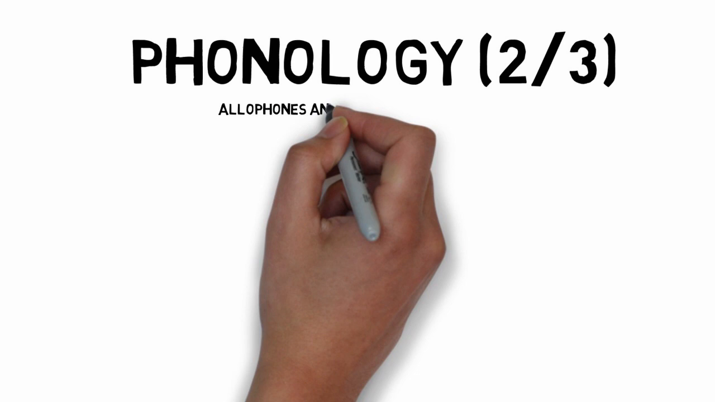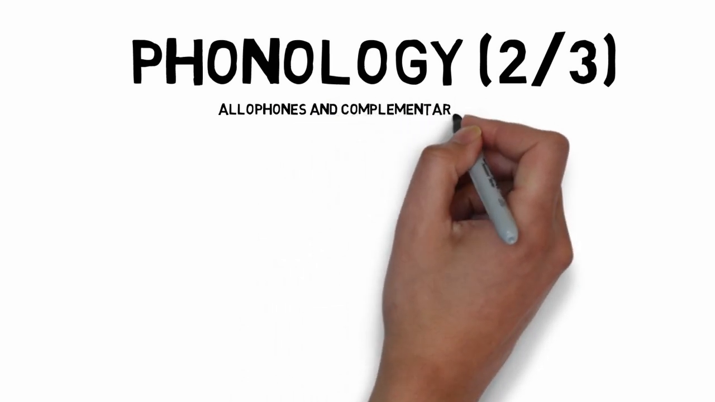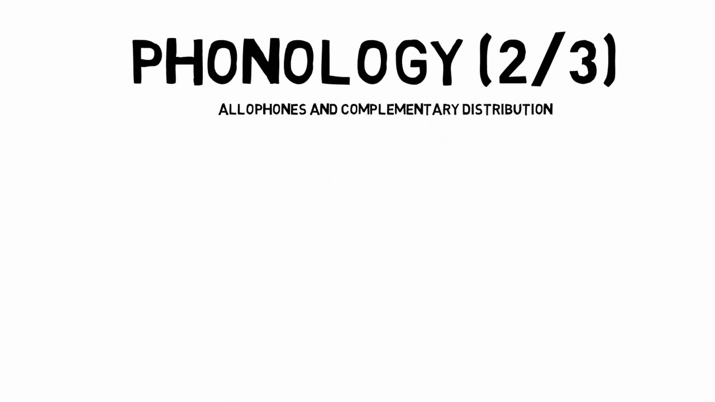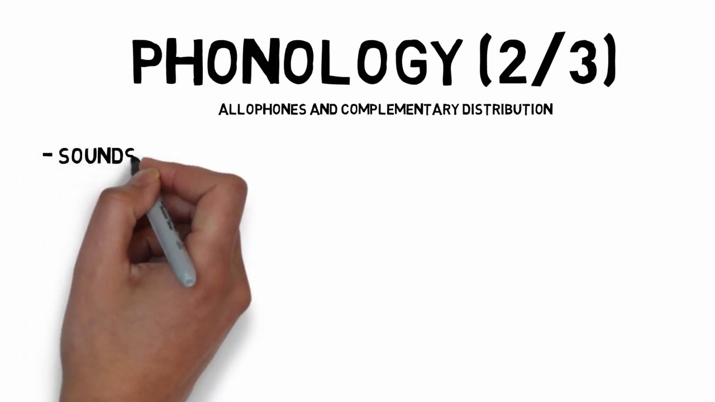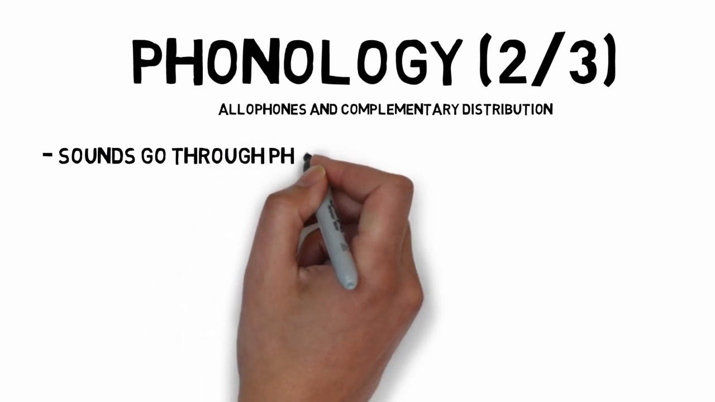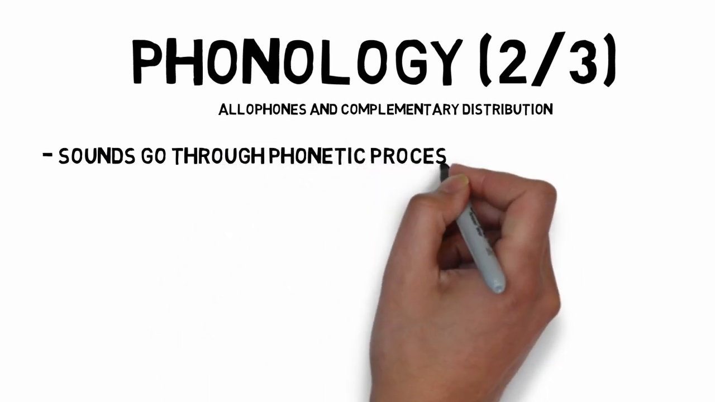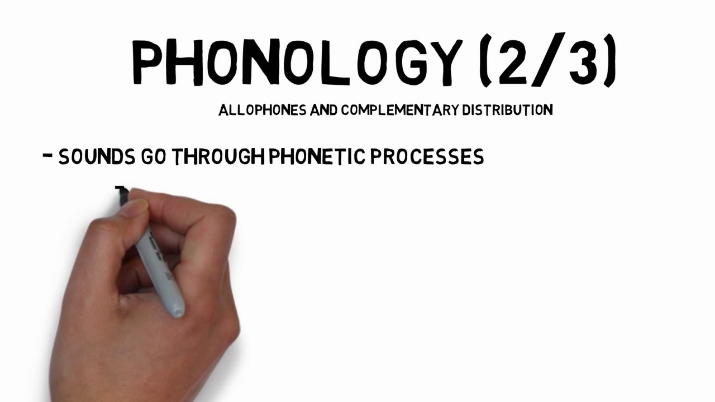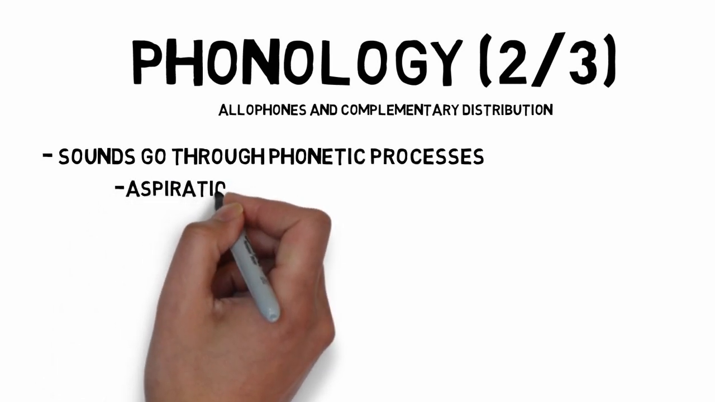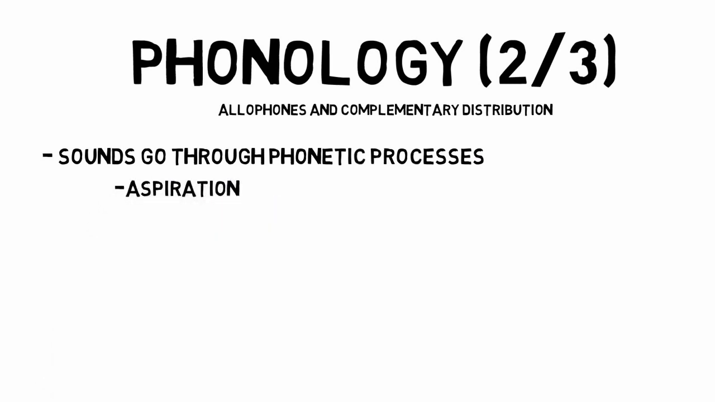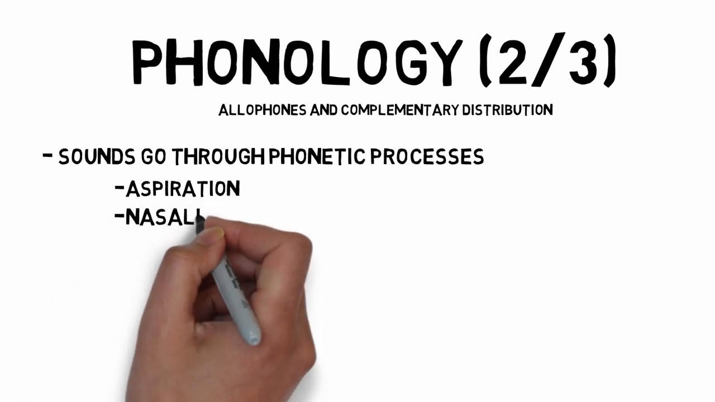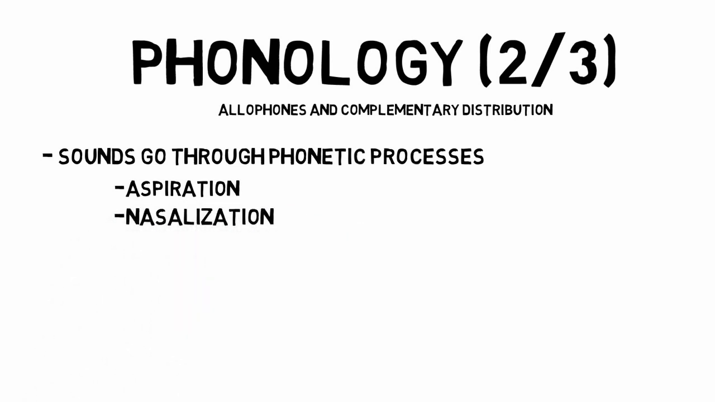Today we're going to talk about allophones and complementary distribution, which are two technical sounding terms, but that are actually fairly simple. So if you remember, in phonetics, we talked about how sometimes sounds go through processes to create similar sounds, like when the T goes through some sort of aspiration, or when you nasalize vowels, as in an. Well, we're going to revisit these sounds and the general idea behind these processes.